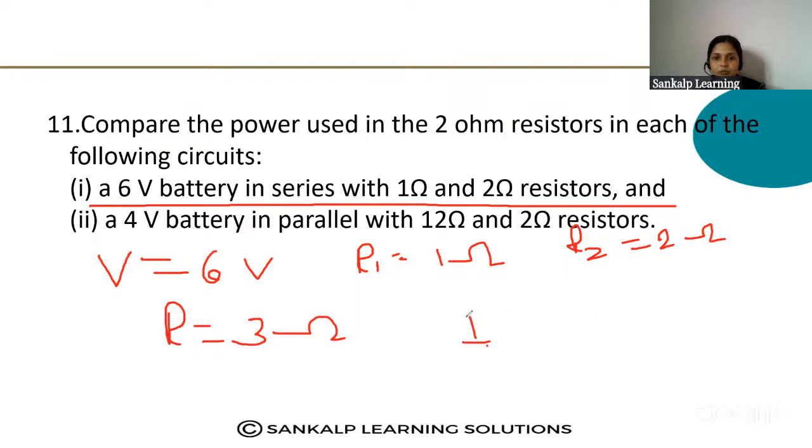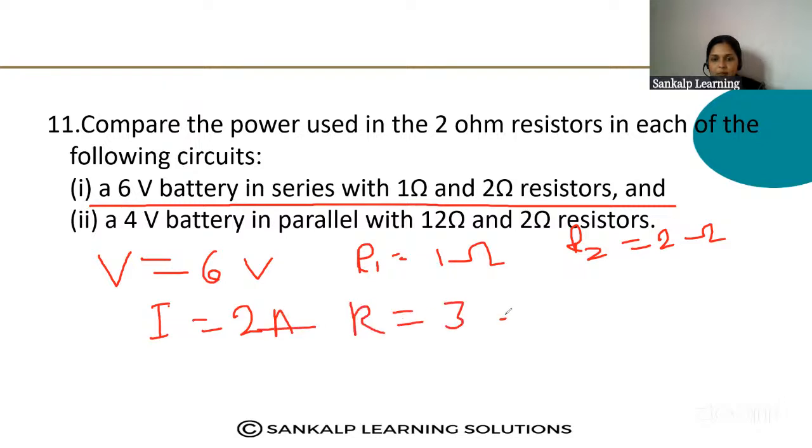I is equal to V by R, that is V is 6 and R is 3. 3 ones are 3, 3 twos are 6, that is 2 ampere. V is 6 and total resistance is 3 ohm, so I is equal to 2 ampere.